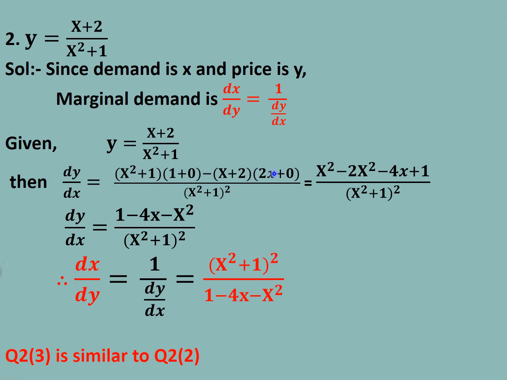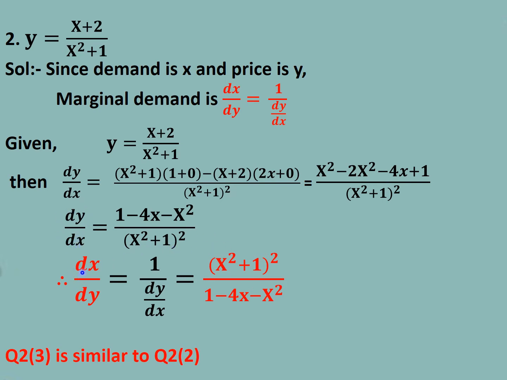Now we can simplify this numerator. The first one is 1 into x square plus 1. So x square plus 1 is written last, minus x plus 2 into 2x, that means 2x into x minus 2x square, and minus 4x. This minus is applicable for all the terms afterwards. So minus 2x square minus 4x divided by x square plus 1 the whole square. Now x square minus 2x square is minus x square. That means 1 minus 4x minus x square divided by x square plus 1 the whole square. So this is dy by dx.